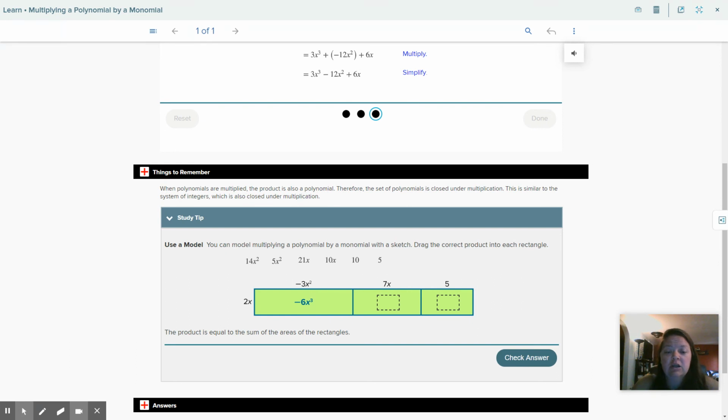Okay, so 7x times 2x, we know that 7 times 2 is 14, and x times x is x squared. So we're going to want to use this 14x squared in our little square here. And 5 times 2x, we know that 5 times 2 is 10, and the x follows along, so we get 10x.